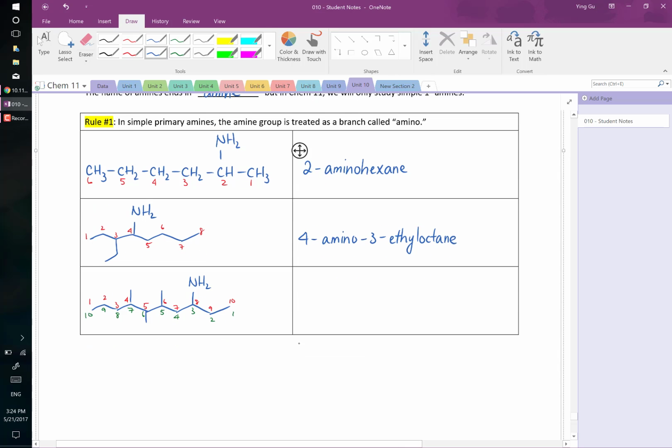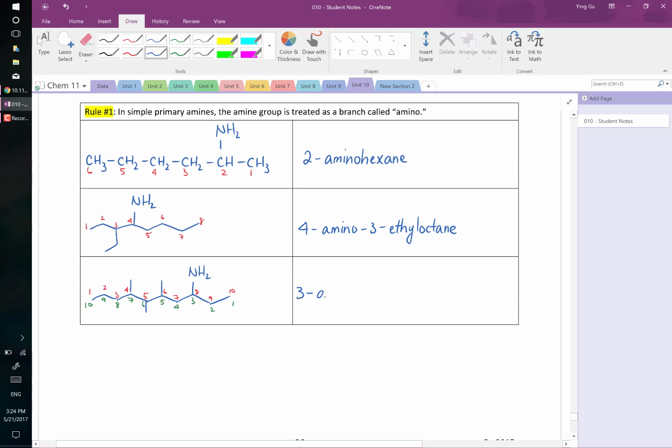Alphabetical order, we start with the amino group. This is 3-amino. Then we have 3 methyl groups, all the same size, so we just list off the numbers here. This is 5, 6, 7. There are 3 methyls, so we use the prefix trimethyl. There's 10 carbons, so this is decane. 3-amino-5,6,7-trimethyldecane.